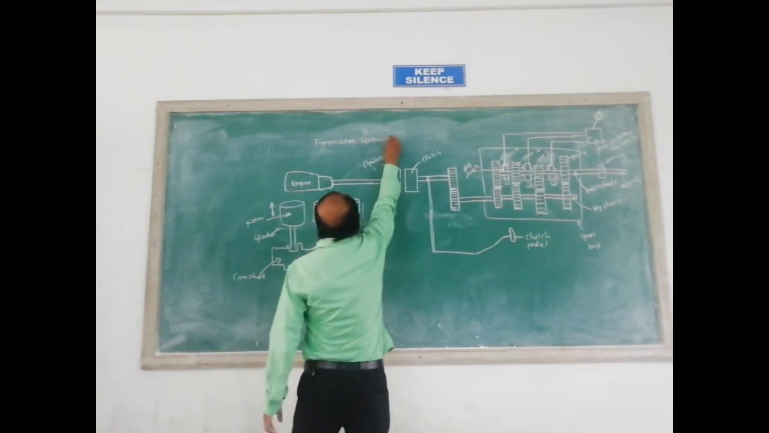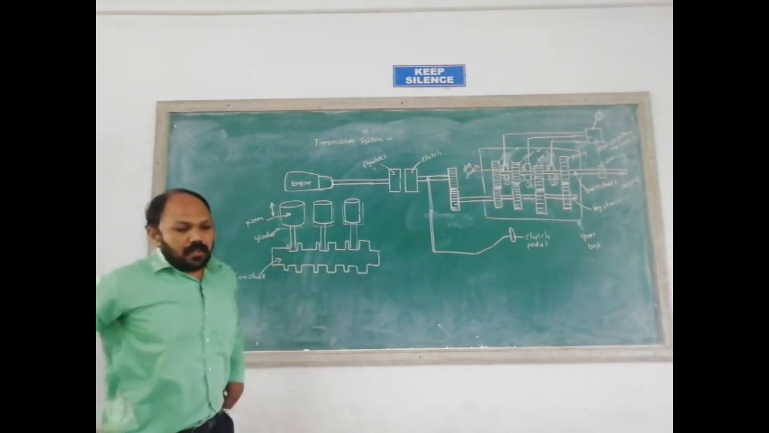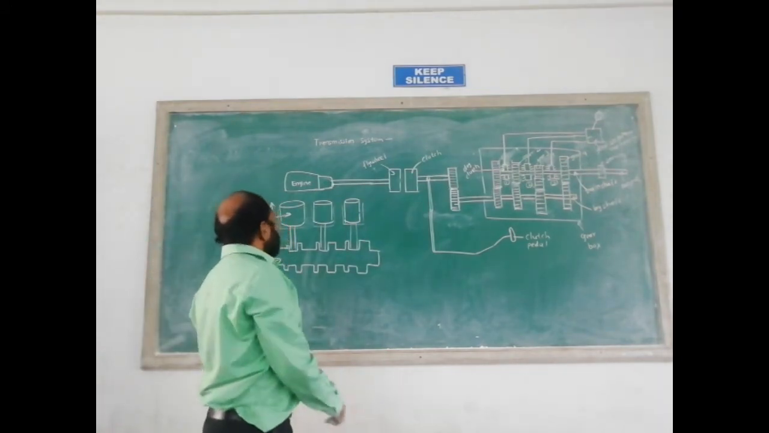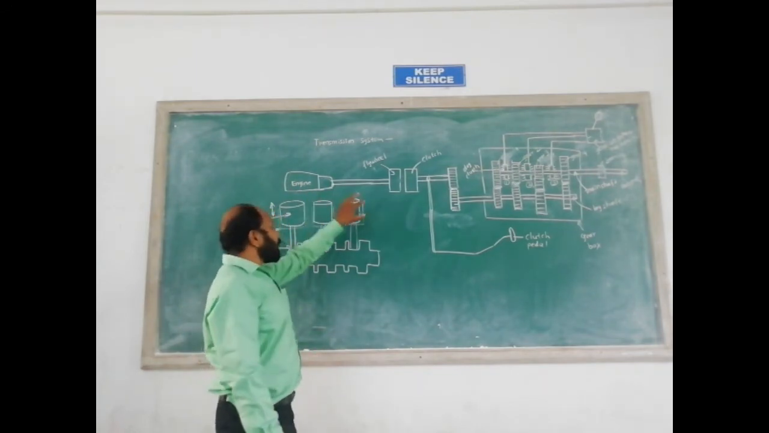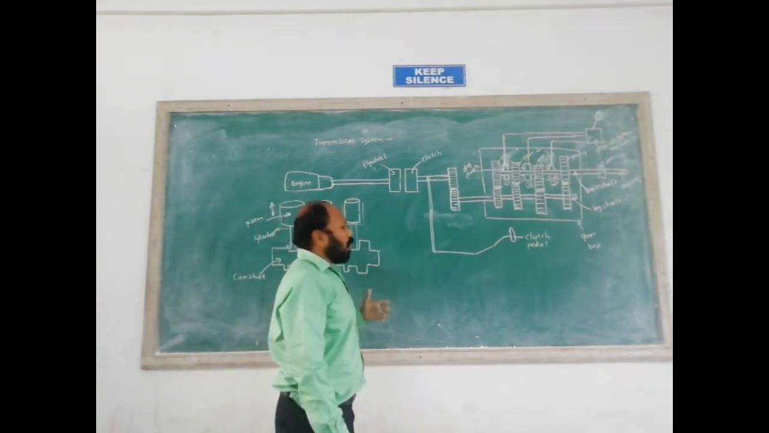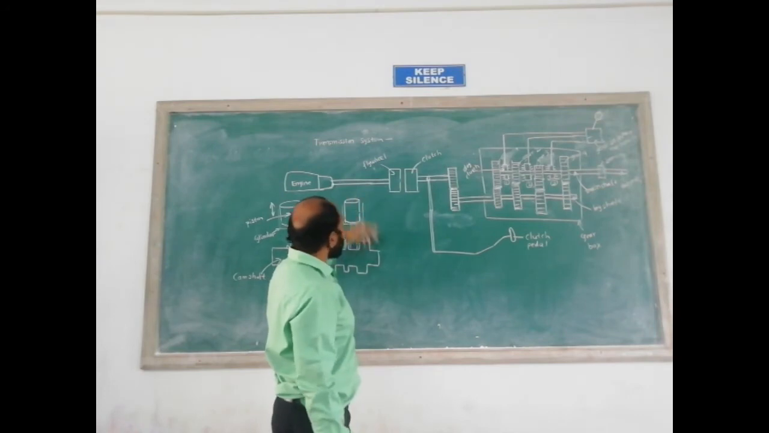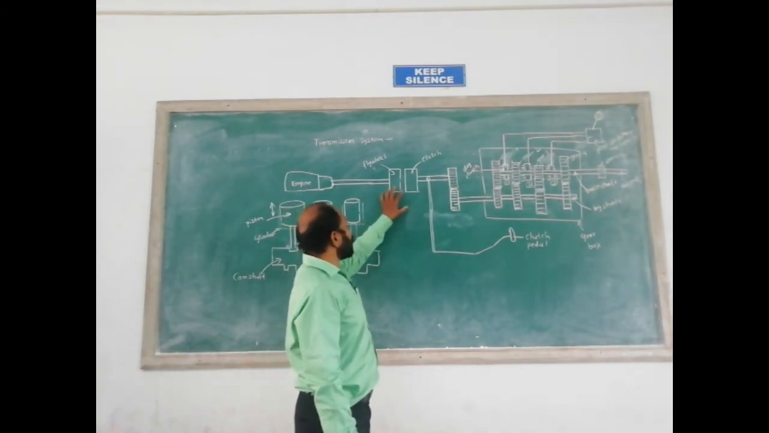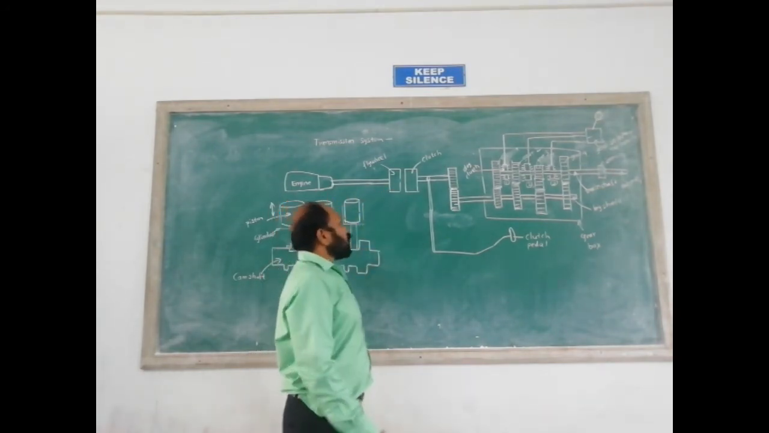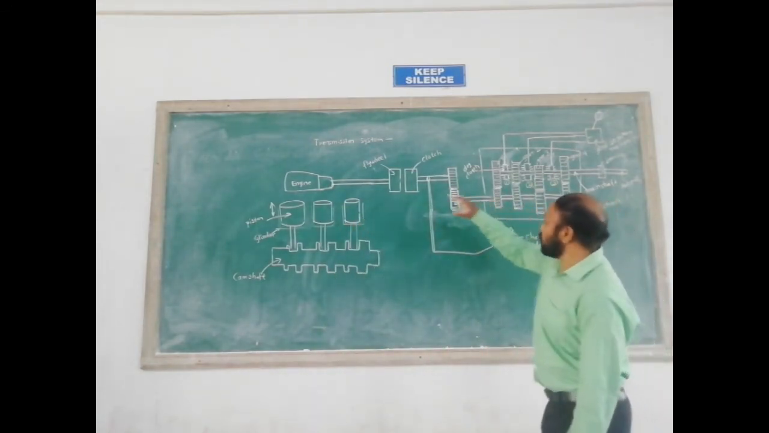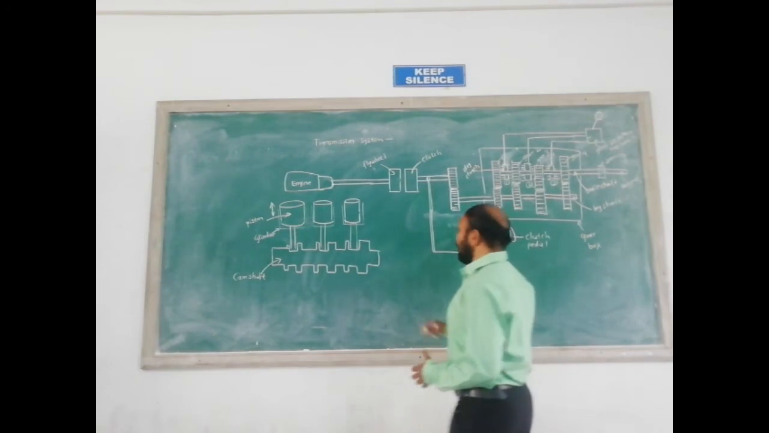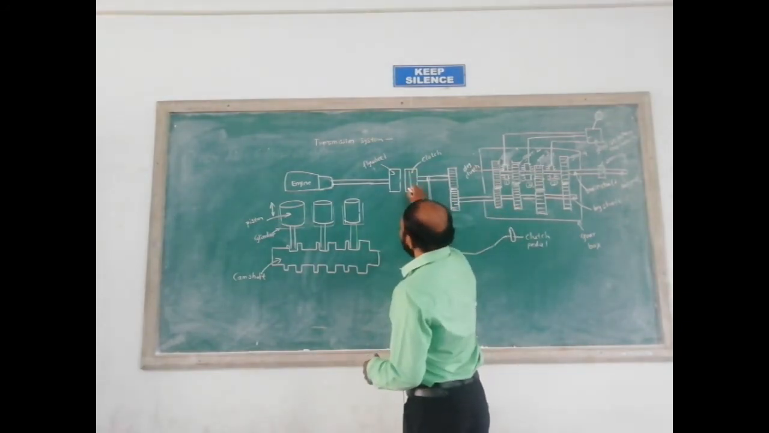Now, how this system works, I want to explain that. So, as engine is running, it creates the power, or that shaft gets rotated, it is connected to the flywheel. Okay, so as here clutch is provided, in that clutch the friction material is there, that is friction lining may be there.